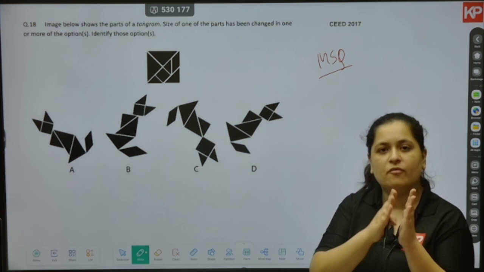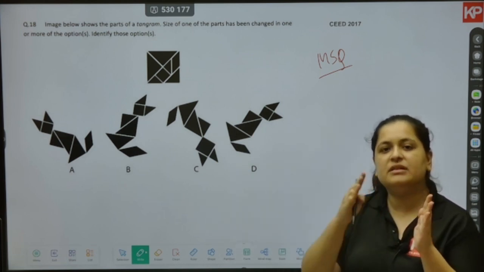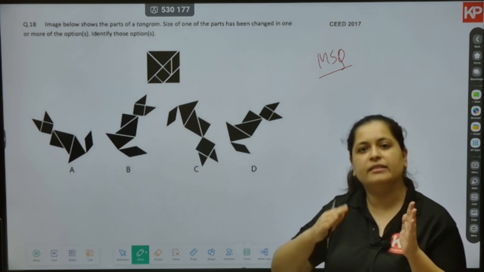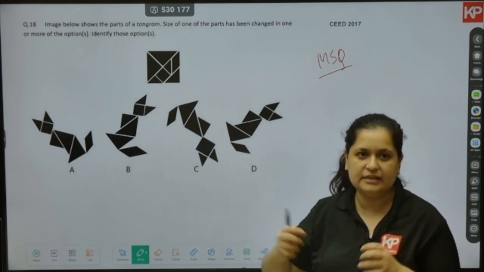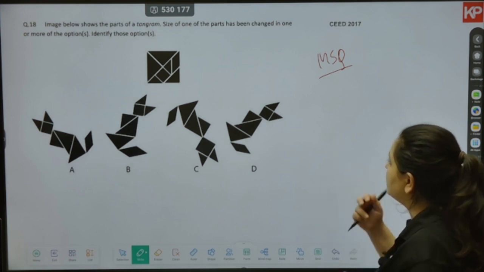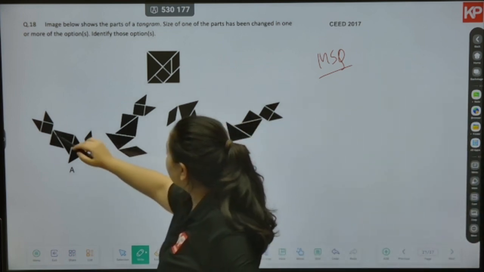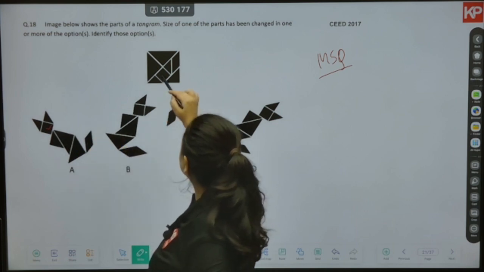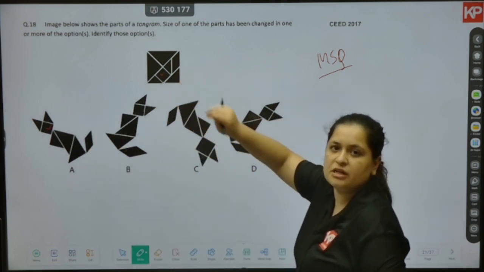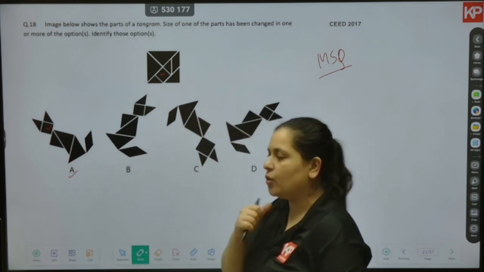Let's focus on one shape at a time. For example, let's start with square, then we will see the scaling of parallelogram and then we will see the scaling of the triangles and we will try to figure out where the scaling has happened in which of the object and in which of the shape. Let's begin with the square. Here the size of the square looks similar to that of the original square. Okay, so for this square we have a go ahead.